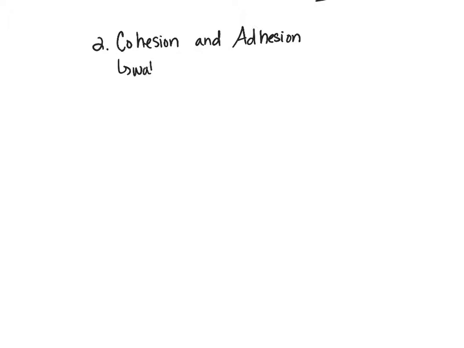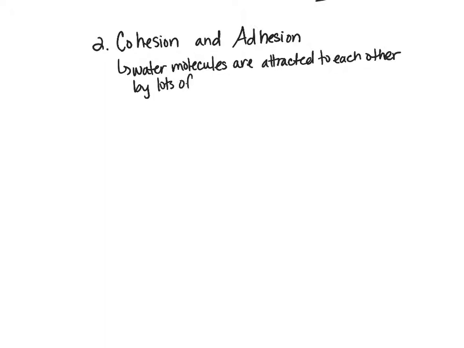The second property that we're going to talk about is cohesion and adhesion. So cohesion, to start with, cohesion is where water molecules are attracted to each other by lots of hydrogen bonds. So we already know that, but this is the term for it. Water molecules are attracted to each other by lots of hydrogen bonds. So this is cohesion.